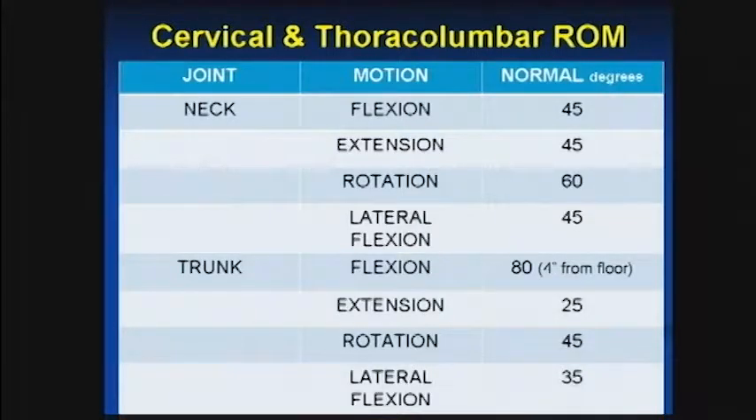And then looking at the trunk, which is basically the combination of below the neck to above the gluteal region, that would be trunk flexion, 80 degrees of forward bending at the lumbosacral junction, or average of fingertip to the floor. If someone is bending forward, reaching for their toes with the knees straight, you should be able to reach at least 4 inches from the floor. Trunk extension, more measured from the low back, where most of the backward bending comes from, 25 degrees. Rotation or twisting, either way, 45 degrees. And of course, side bending or lateral flexion is 35 degrees.